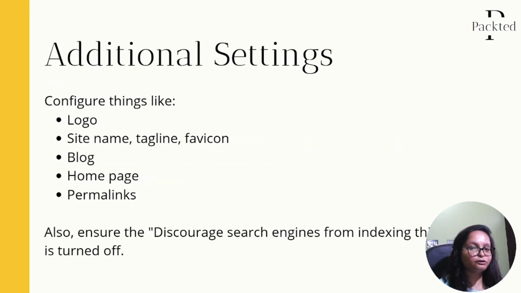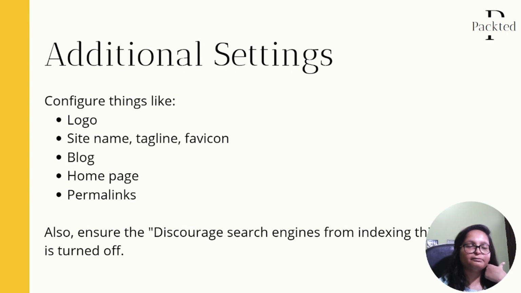Now we may want to look at some additional settings before we can actually go and submit our site to Google for crawling and indexing. These things are the logo, the site name, tagline, favicon, the blog, which is optional, so if you want to create a blog, that is okay, and the home page and the permalinks. I'm not just talking about the homepage, I'm talking about every single page on your site, and it should have content.